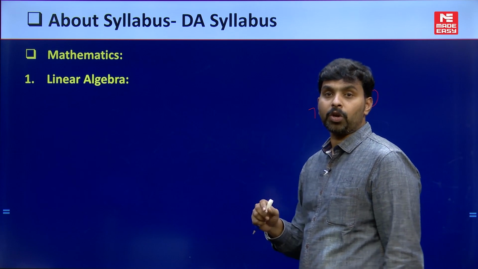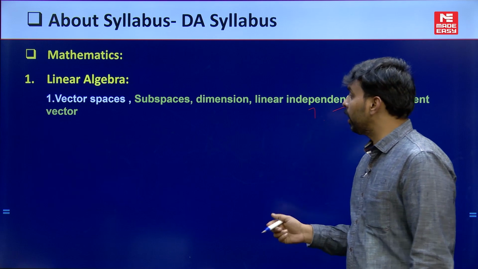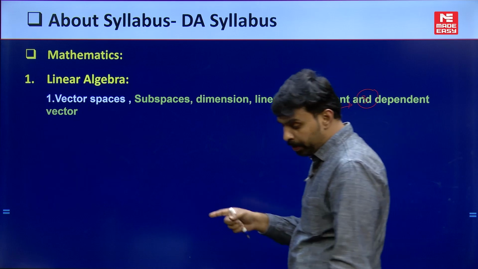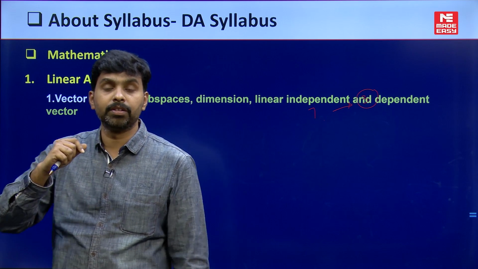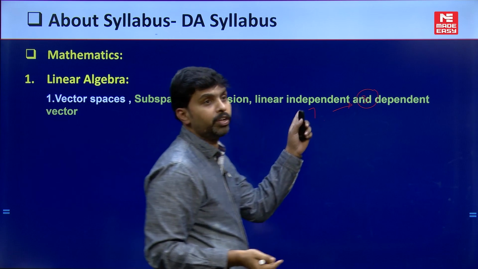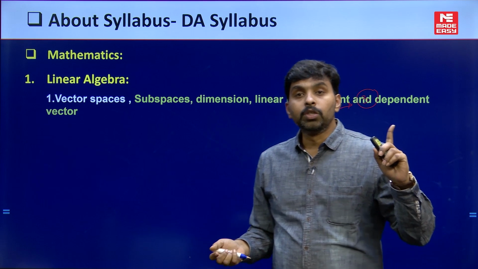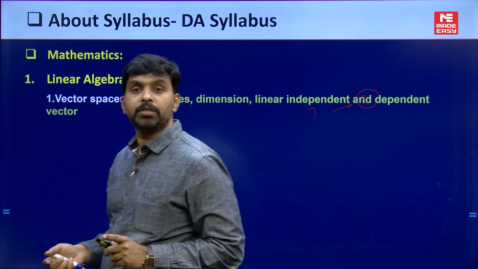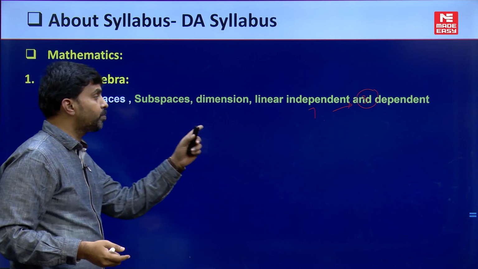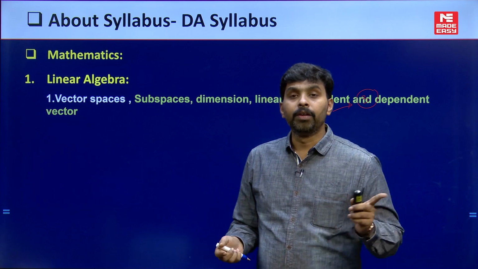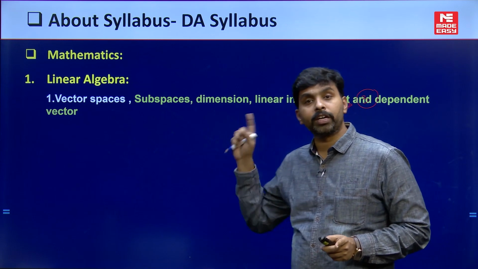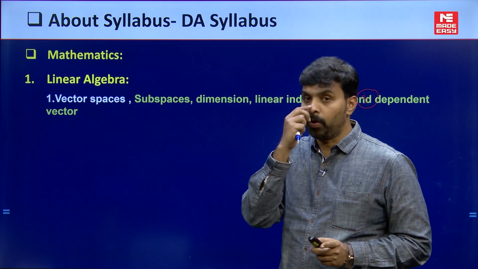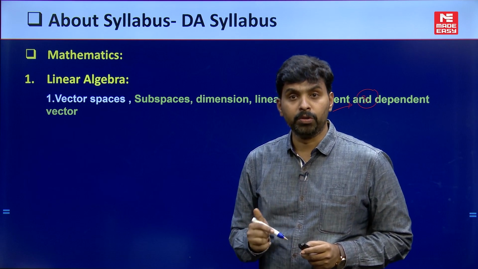Here the first topic is linear algebra. In that, the vector spaces, subspaces, dimension, linear independence and linear dependent vectors. This part is very, very crucial, my dear students. For all the image processing applications, we need this concept very, very clearly. This concept is as important as for all the research work, which is especially more required in AI modules.